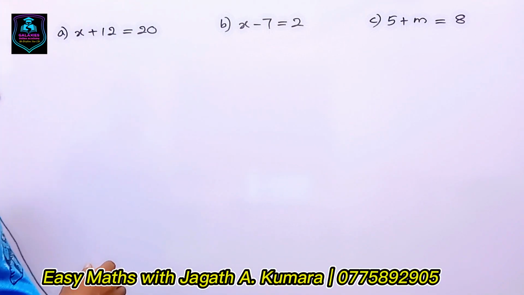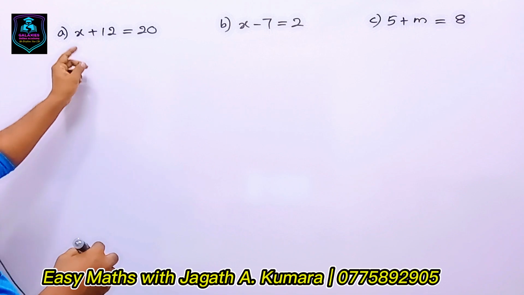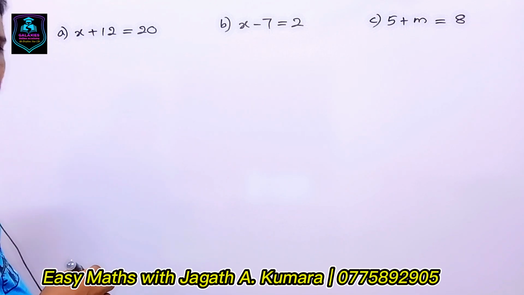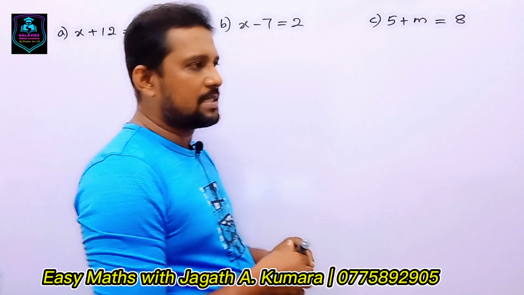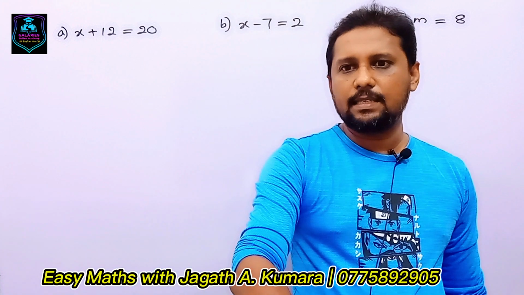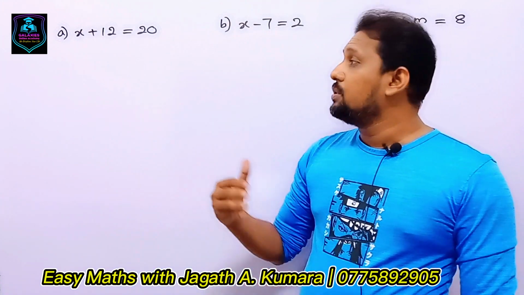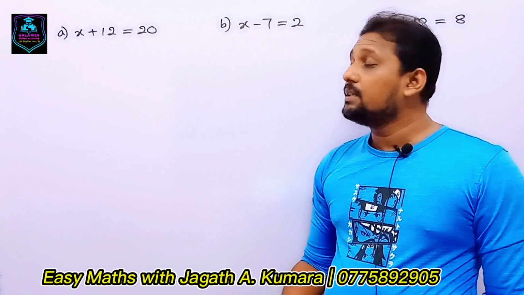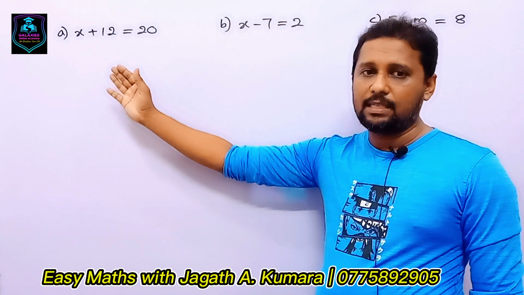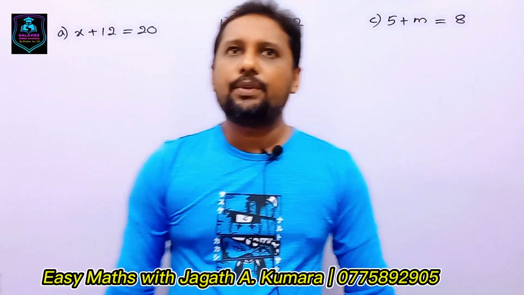Right, first we have to simplify x plus 12 equals 20. It is the first equation given in this exercise. You have to solve this one. Solve means what? You have to find the value of x.